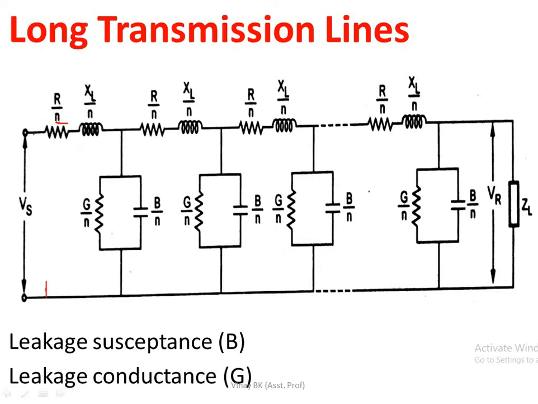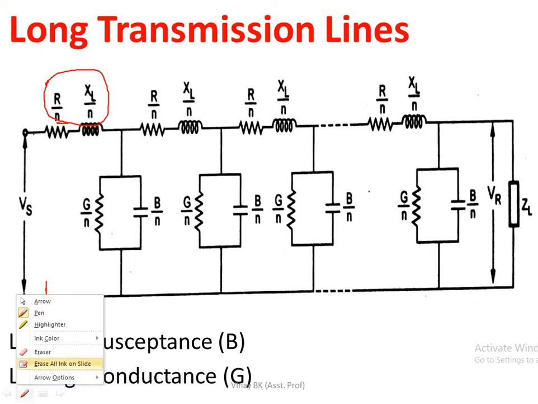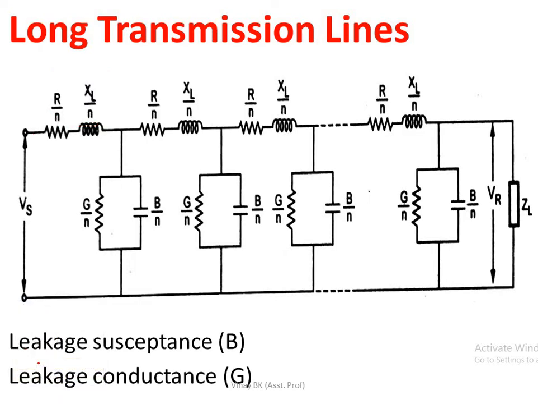each section having line constants R and XL, with C, that is 1 over n, 1 by nth of those for the whole line. So the following points may be noted.